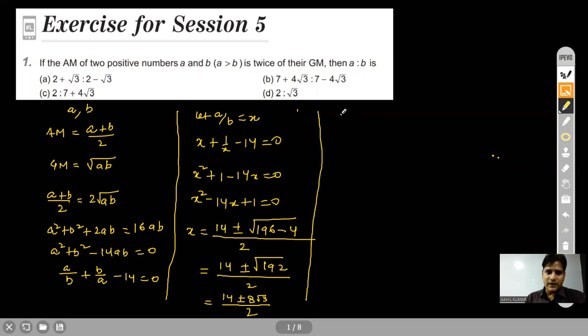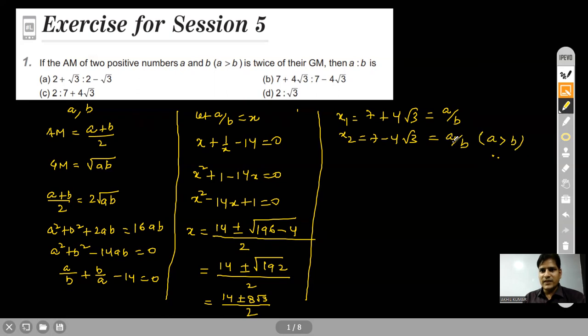So we are having two values of x. Let us take first value as x1. It will be 7 plus 4 root 3. And x2 will be 7 minus 4 root 3. And what is x? X is nothing but A by B. Now in the question, it is given that A is greater than B, right? So if A is greater than B, then this ratio must be greater than 1. But here, if you see 7 minus 4 root 3 is less than 1. Hence, we will reject this value. This value will be not accepted.